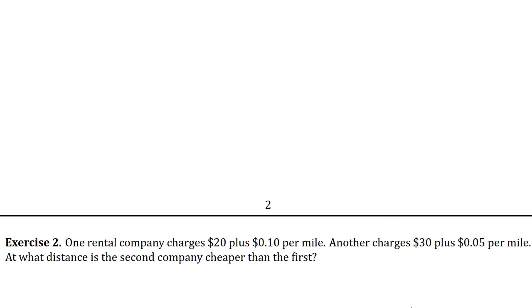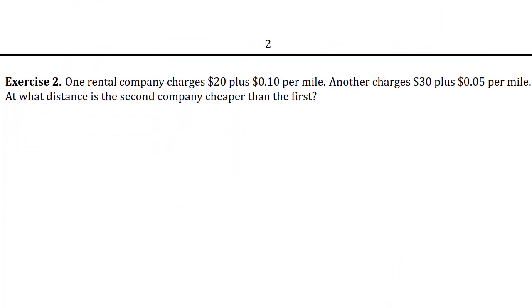All right, going on to exercise 2. One rental company charges $20 plus 10 cents per mile. I guess these are rental cars that we're talking about, or something else that you use for miles. Maybe rental forklifts or something. That would probably be more expensive. Anyways, the other company charges $30 for 0 miles plus 5 cents per mile. At what distance is the second company cheaper than the first?